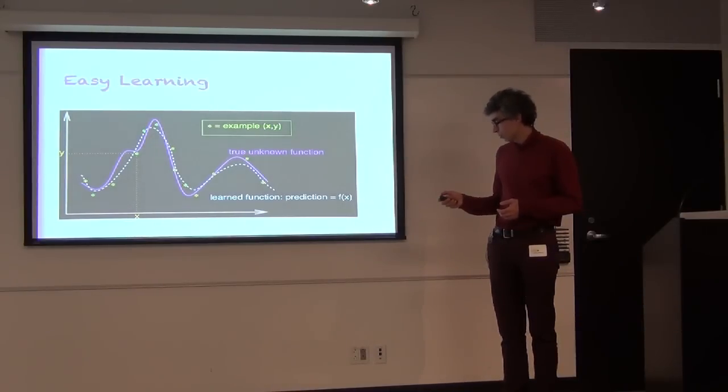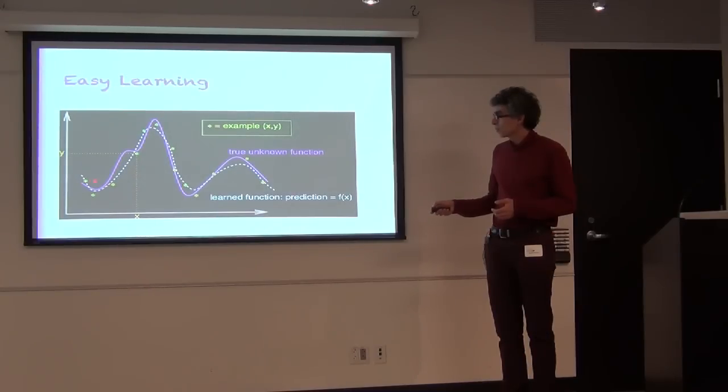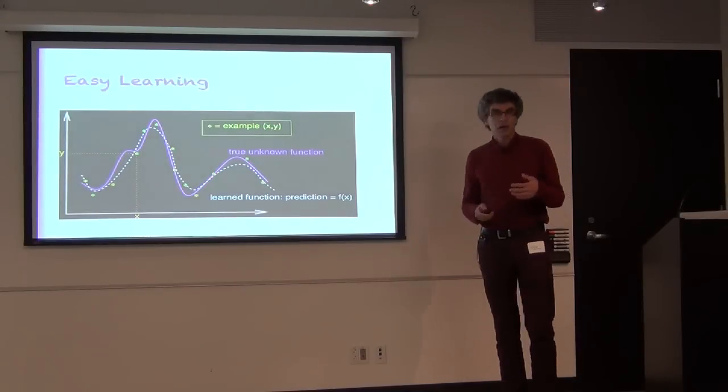So why are we going to be in trouble? Well, basically we're doing some kind of interpolation. So if I see enough examples, the green stars here, to cover the ups and downs of the function I'm trying to learn, then I'm going to be fine.